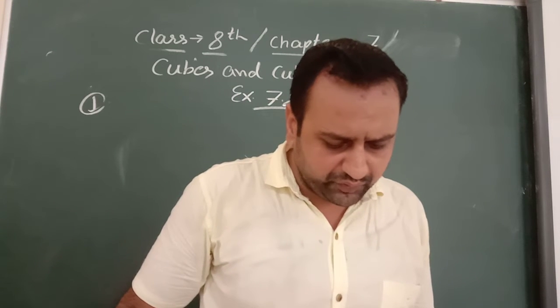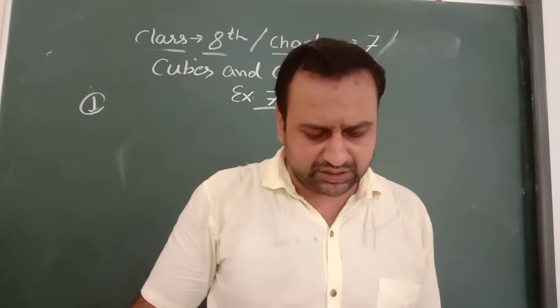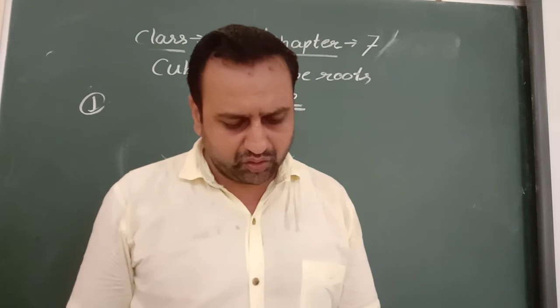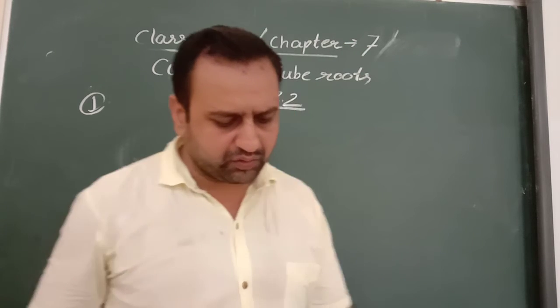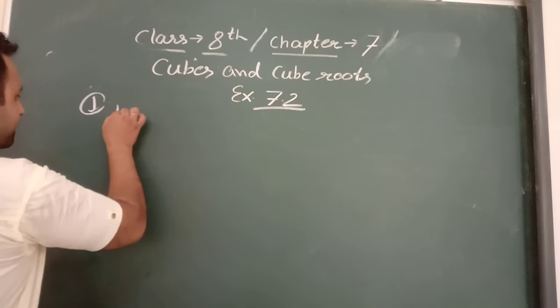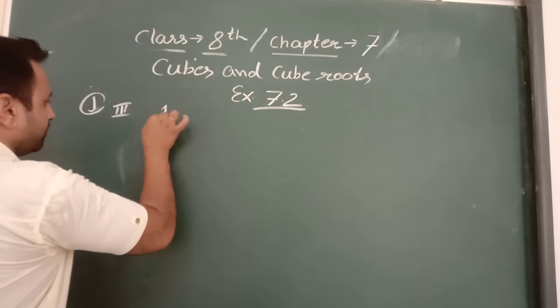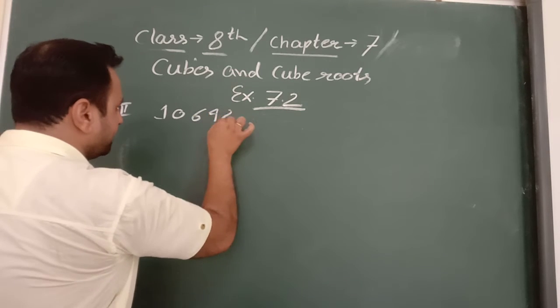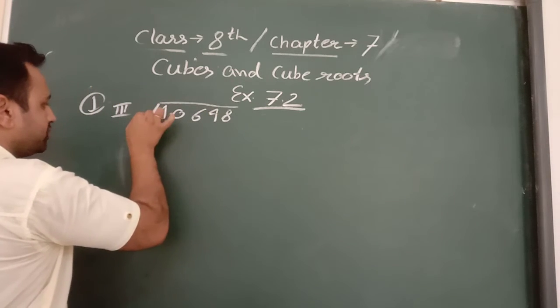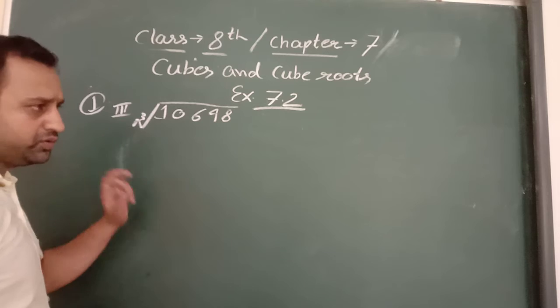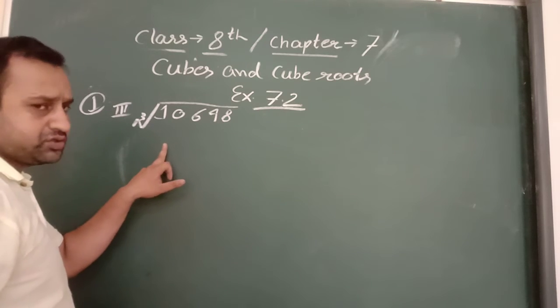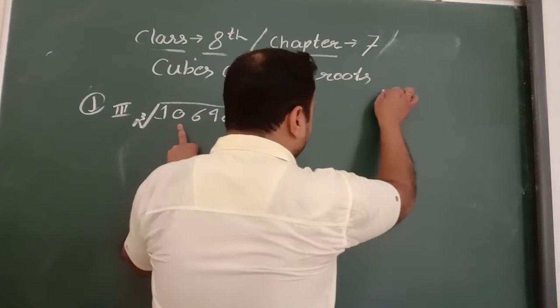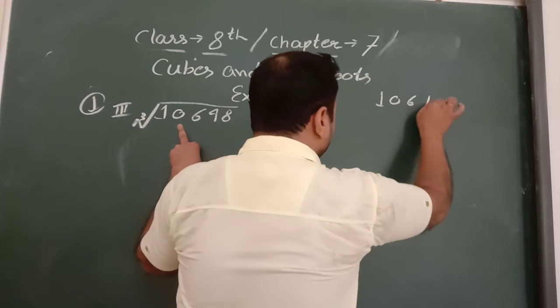Find the cube root of each of the following numbers by prime factorization method. So we just note down its third part, 10,648, and we have to find out its cube root. This is the symbol of cube root. To find out its cube root, we find out its prime factors.